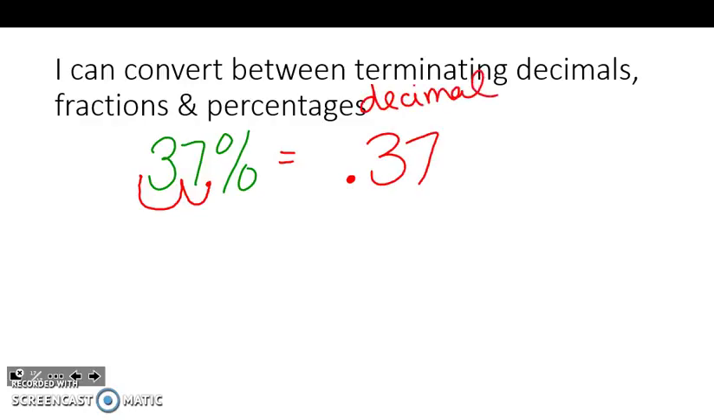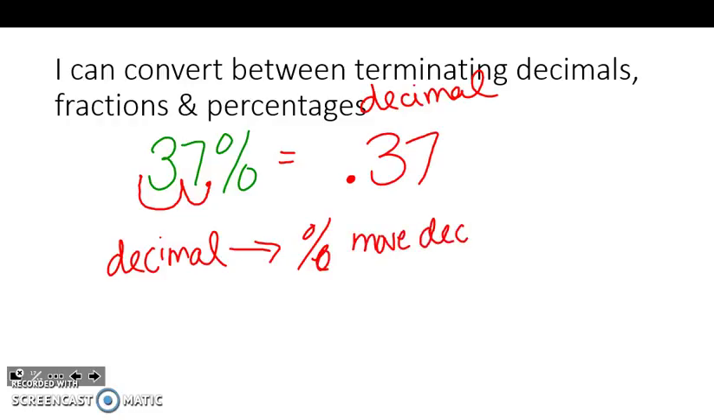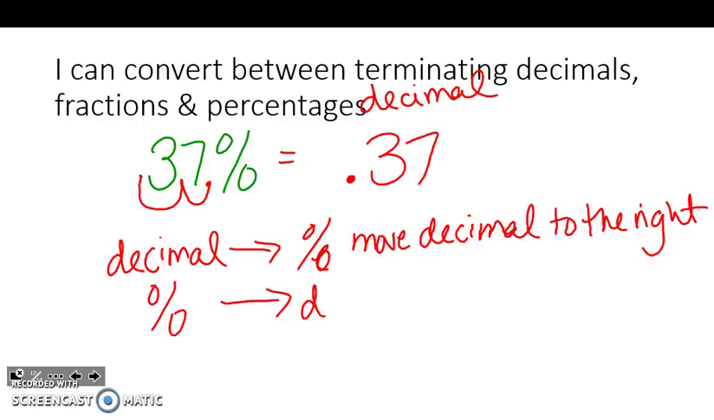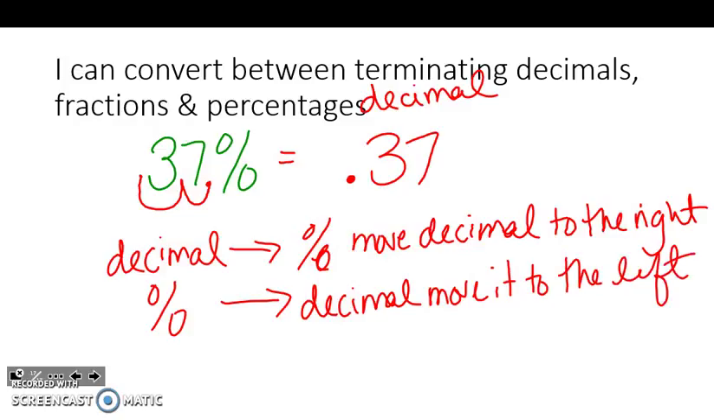Okay? So if you're going from a decimal to percent, you move the decimal to the right. If you're going from a percent to a decimal, you move it to the left. Okay. Make sure you get that written down. You'll probably need to pause the video and write that down.